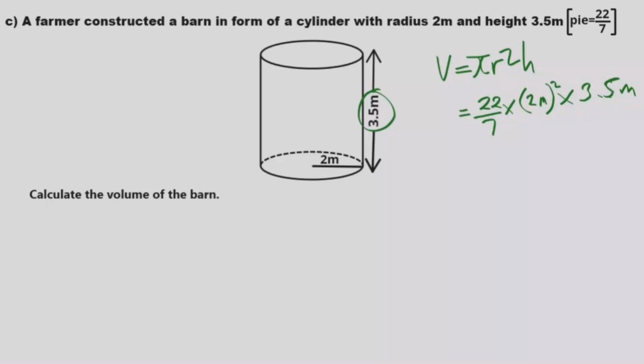So first we need to evaluate what is in the brackets. So we say equal to 22 over 7 times 2 meters squared is equal to 4 meters squared times 3.5 meters, just like that. Then what do we do now? We want to simplify. So to simplify this, we need to get rid of the fraction part. So we find a number on top where 7 can go. So you can see that 3.5 and 7 have a common factor, which is 3.5 itself.